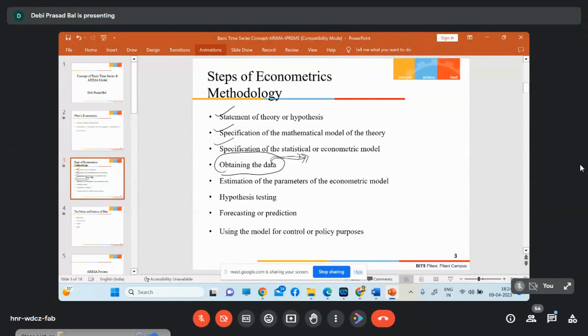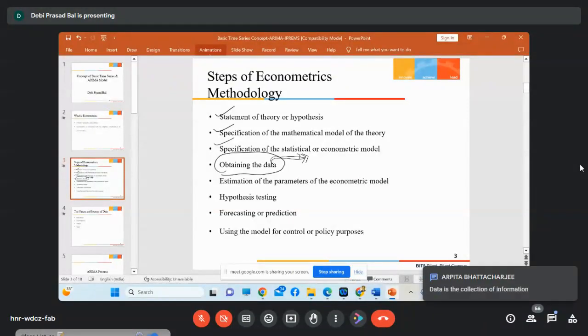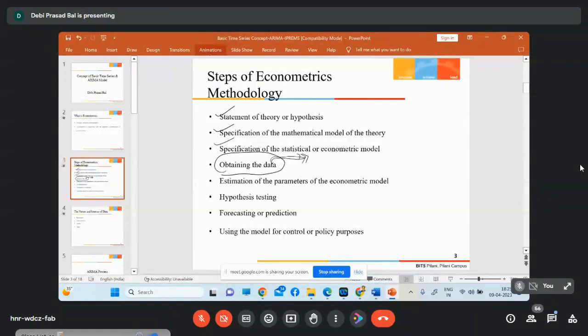Obtaining the data. What is the data? Data is nothing but facts. Collection of facts, set of facts, numerical statements of facts. Or you can say information, a collection of information. For example, if I write 5, there is no value or meaning. If I write 5 apples, now the value or the information comes. What is the information? Is 5 important or apple important? Both are important, but more important is apple.